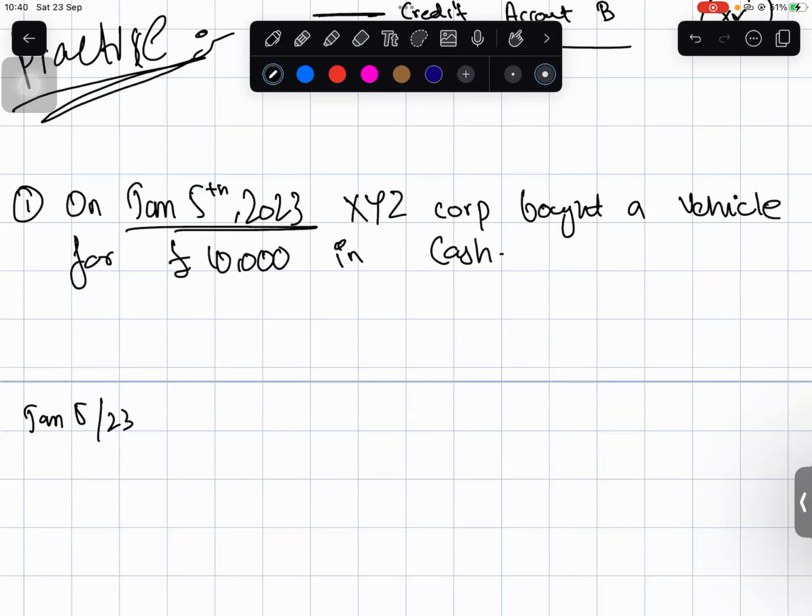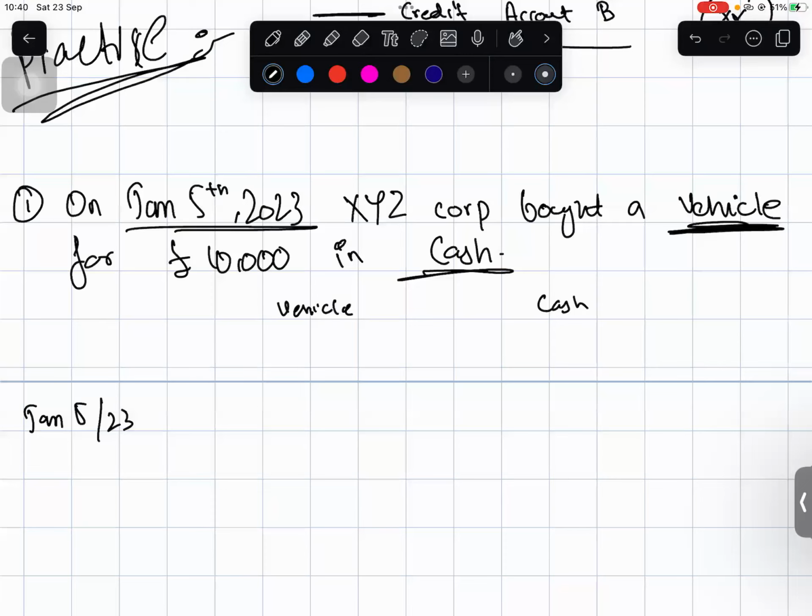Vehicle account and cash account. Absolutely. So this is the first step that you need to take. You need to understand, okay, what accounts are we dealing with? So you were absolutely right in pointing out, there is a vehicle account and a cash account that is being affected.